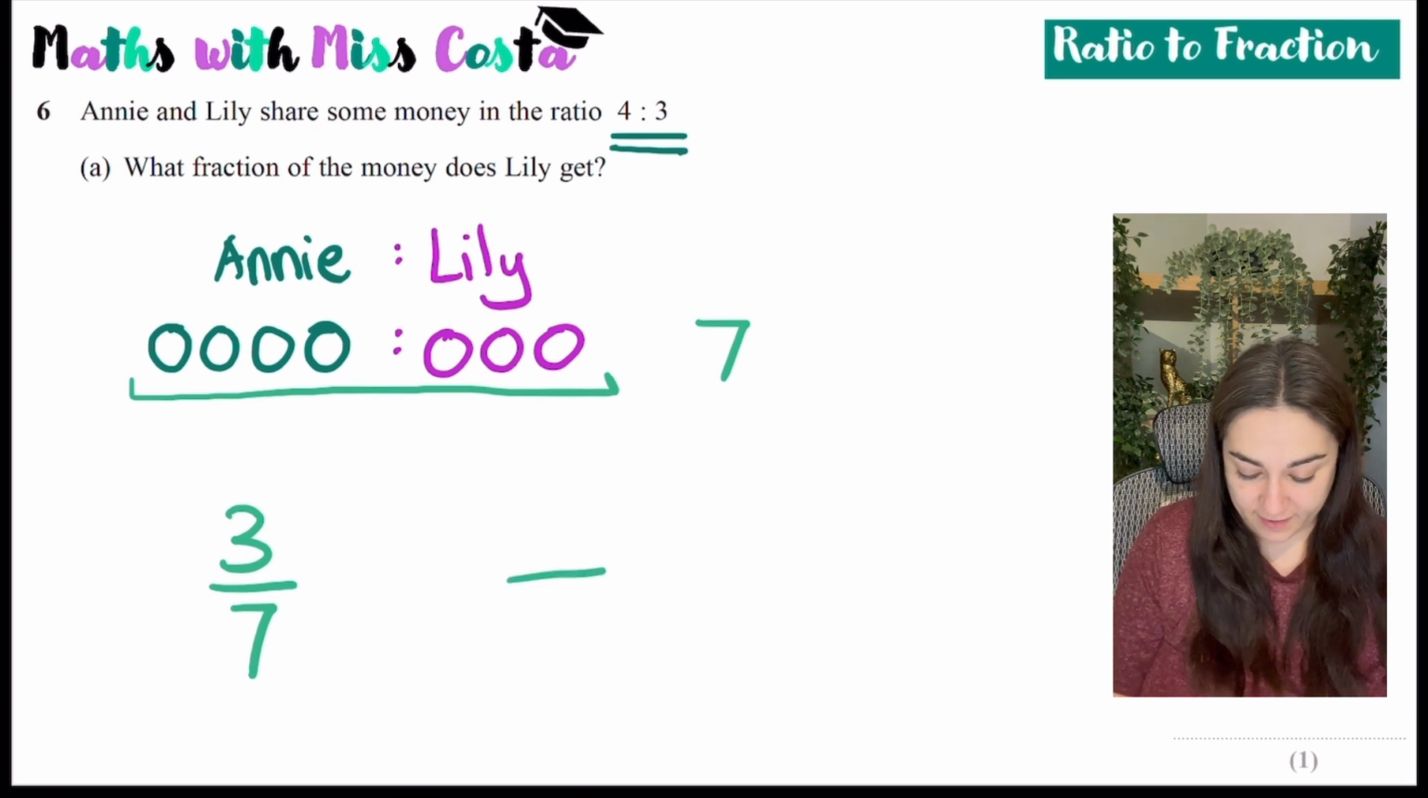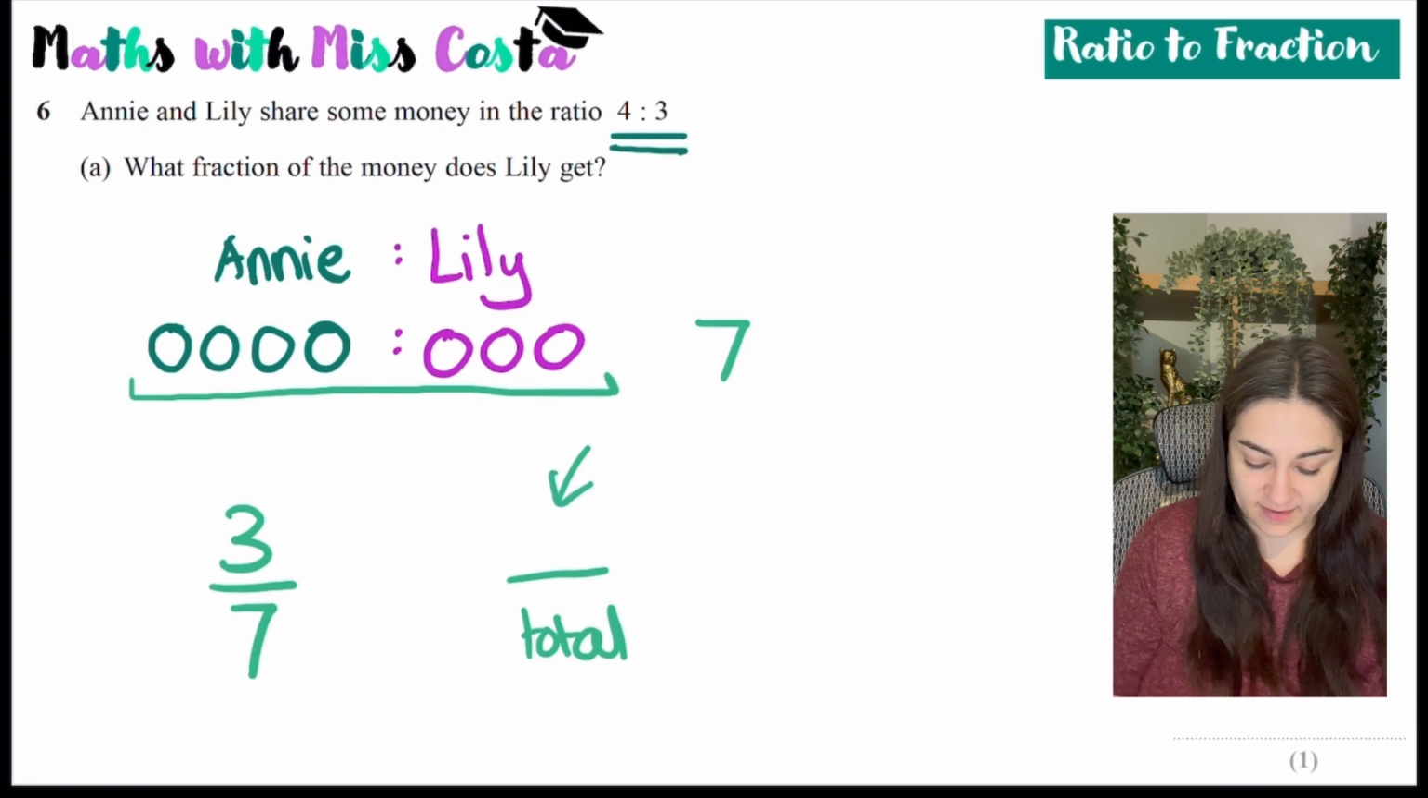You're always going to have your denominator be the total of your ratios added together, and then the numerator is going to be the thing you're focusing on.